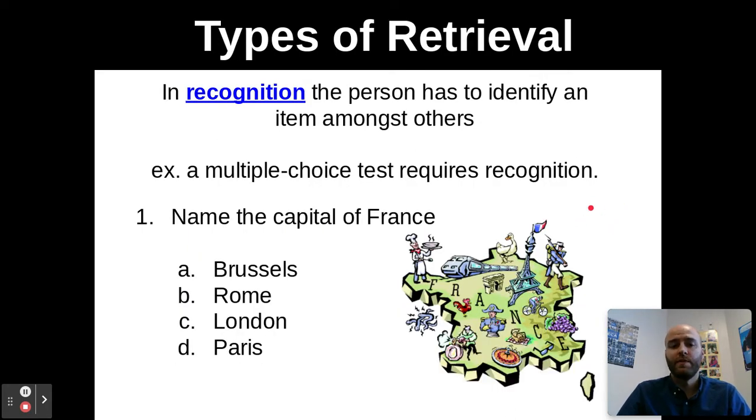So a few types of retrieval. First, we have recognition. We mentioned this earlier in class, but in recognition, the person has to identify an item amongst other items. This is one of the easier types of retrieval. An example, a multiple choice test requires recognition, right? If I asked you to name the capital of France, most of you could probably do it anyway, but if you looked at your options, you'd almost certainly know it's Paris, right? So that's recognition, just seeing and identifying the correct thing amongst other potential options.